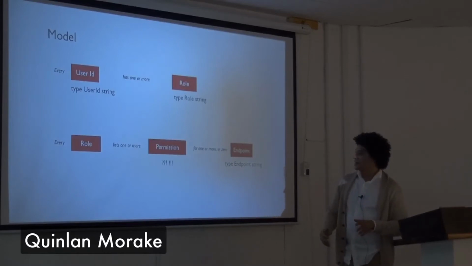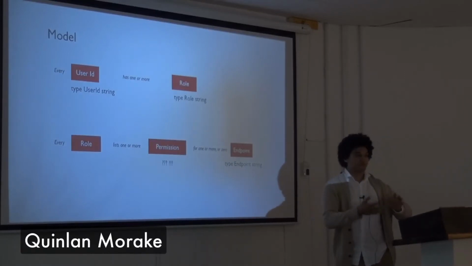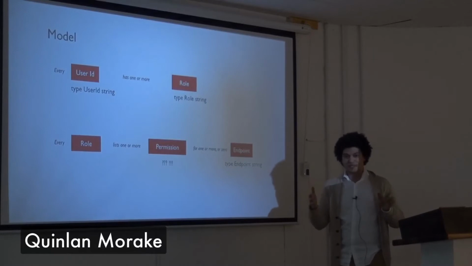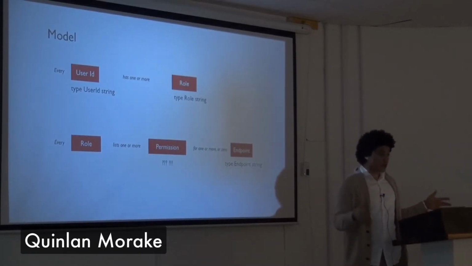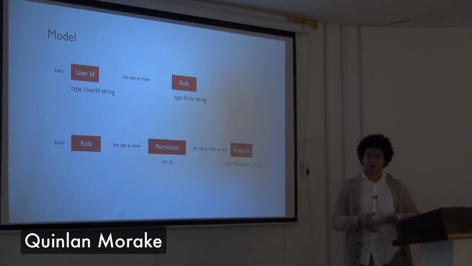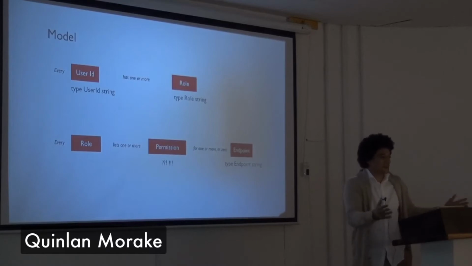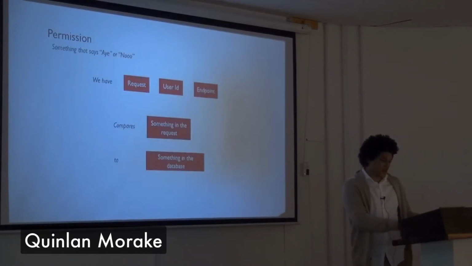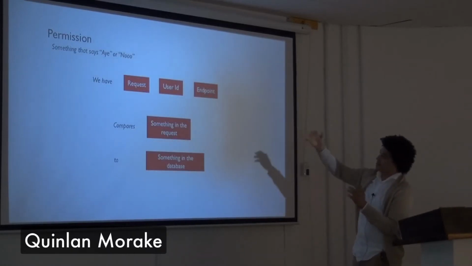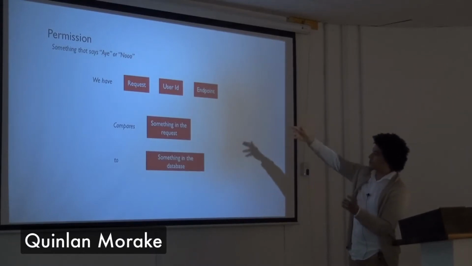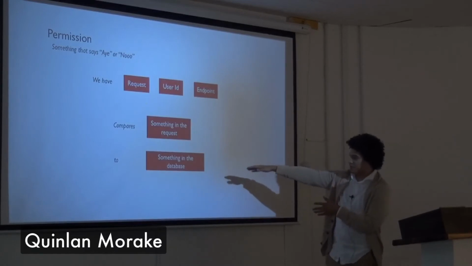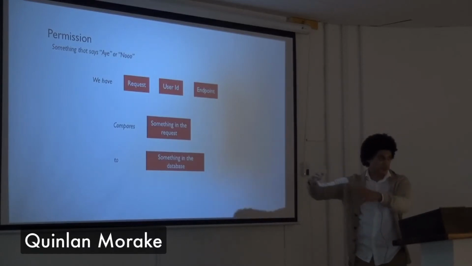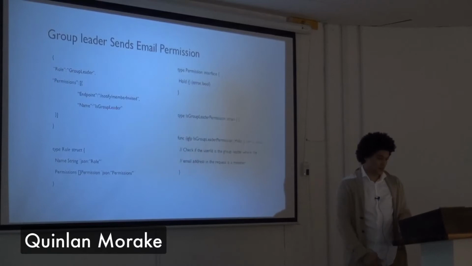And we didn't know, so we started off very, very practically. Being in Scotland, a permission is something that says aye, or it says no. And the no is very, very important. And we didn't know what else. So this is all we knew, and this is what we ended up with. Request, user ID, endpoint. You've got to compare something in the request with something in the database, and the permission will say aye or no.